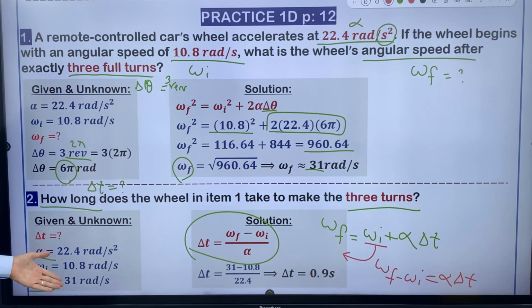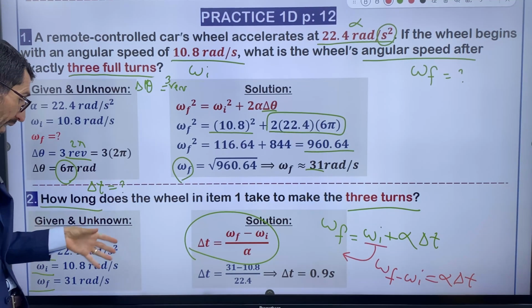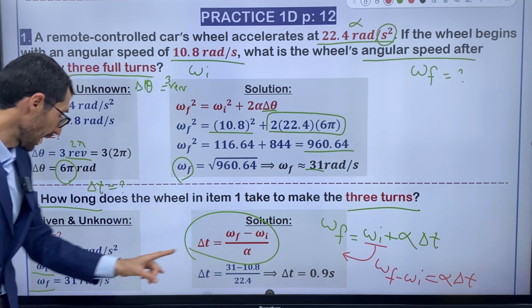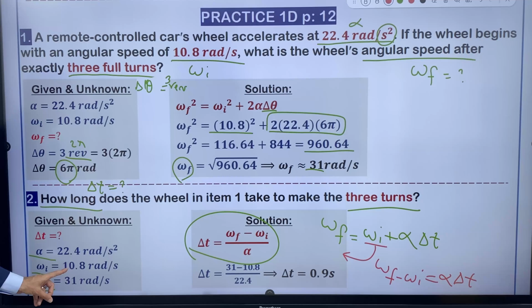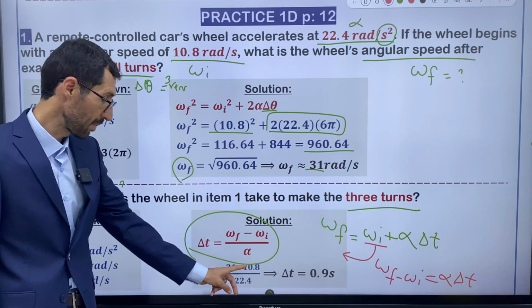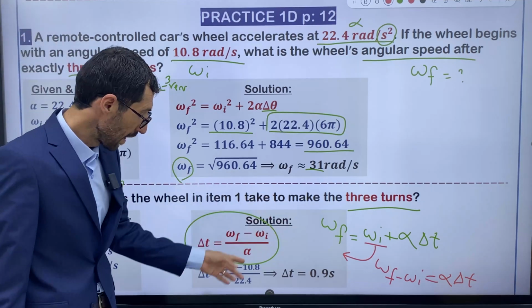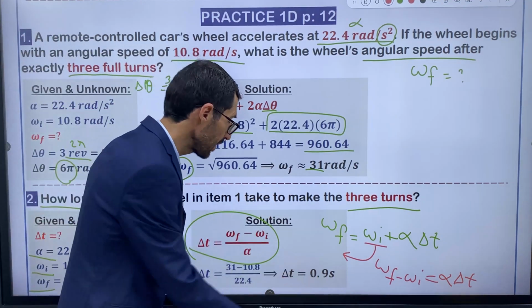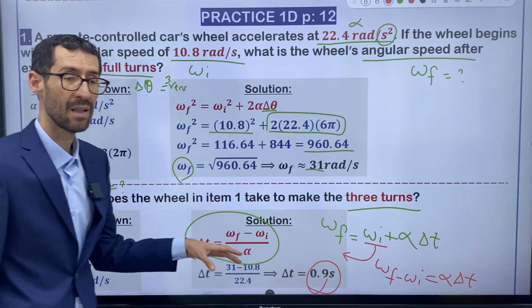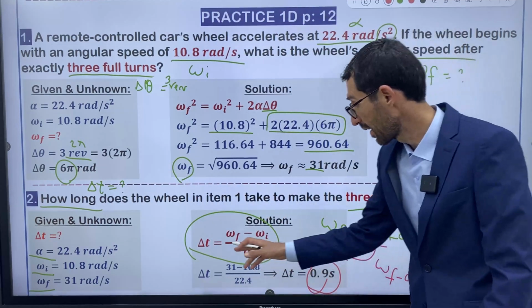Do we need any conversion? No, because all of the dimensions are unified. Omega final, 31, minus omega initial, 10.8, divided by alpha, 22.4. Firstly, subtract 10.8 from 31. Then divide the number by 22.4 to find the answer. The answer is given in seconds because the equation is devised for delta t.